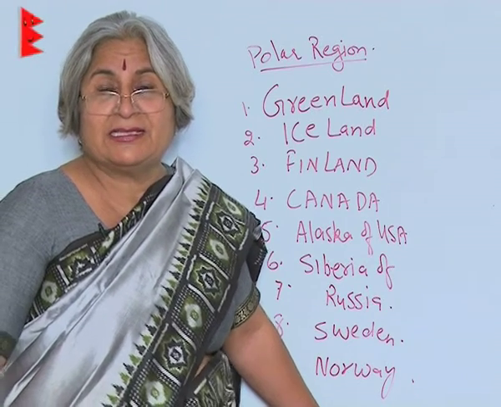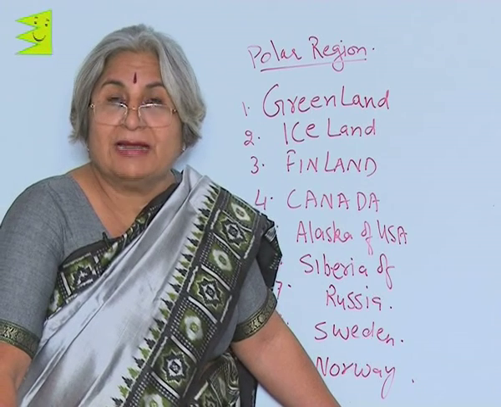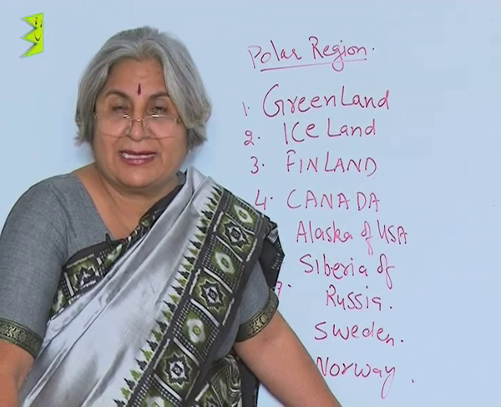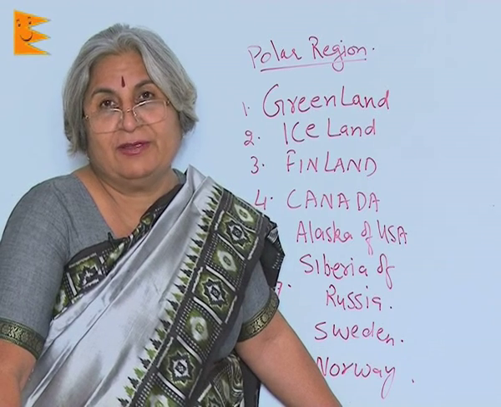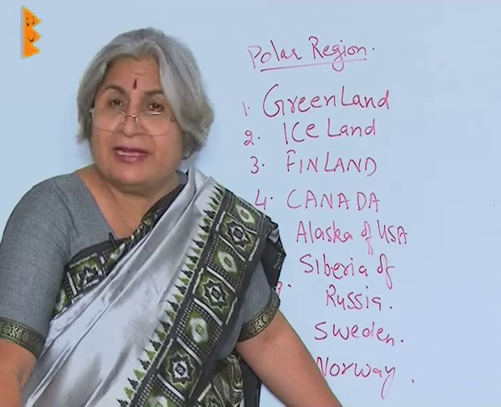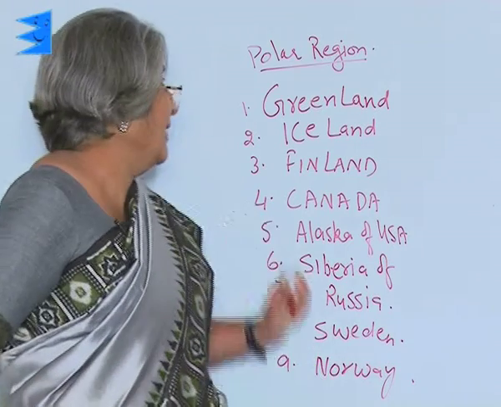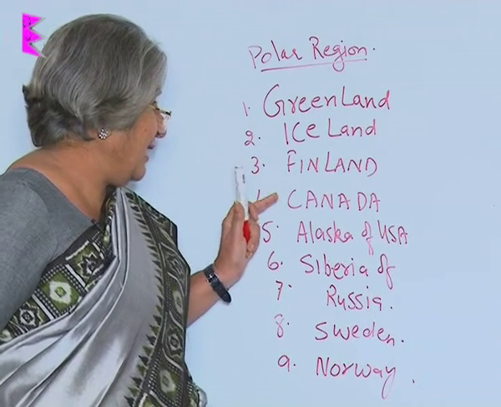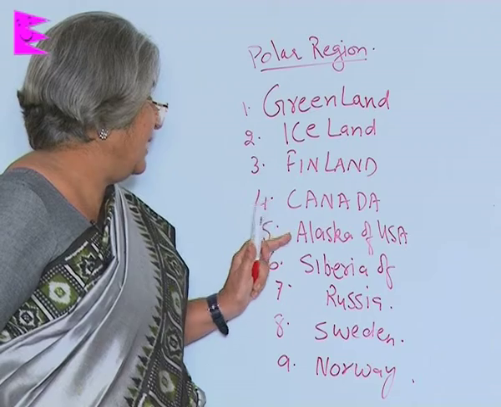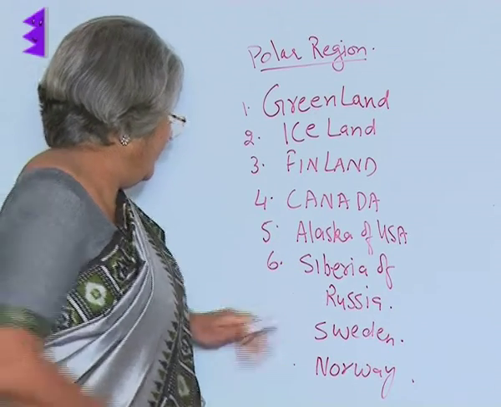There for 6 months there is sunrise, and for 6 months there is no sunrise, there is only sunset. So, obviously when there will be no sun, the temperature will be very, very low, and it is very difficult to live in such places. Some such places are like Greenland, Iceland, Finland, Canada, Alaska of USA, Siberia of Russia, Sweden and Norway.